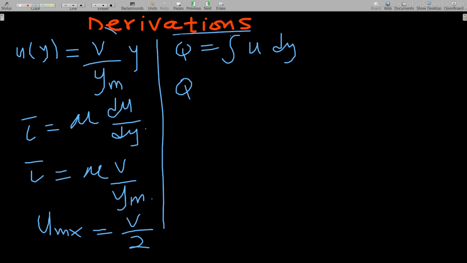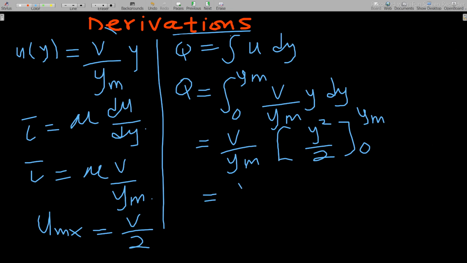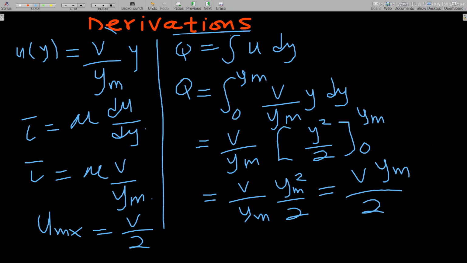So the discharge is equal to the integral from 0 to y max of u dy, where u is V over ym times y. Now you should know clearly that V over ym are numbers that will be given to us, they are constants. Now integrate y with respect to y. I integrate y, I have y squared over 2, from 0 to ym. So I have V over ym, then y squared; I put 0 in, I get 0, so I put just ym in, and I get ym squared over 2. This will give me V ym over 2. I hope you get it.